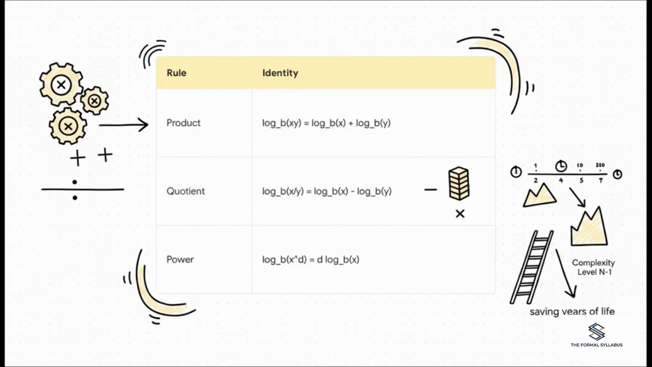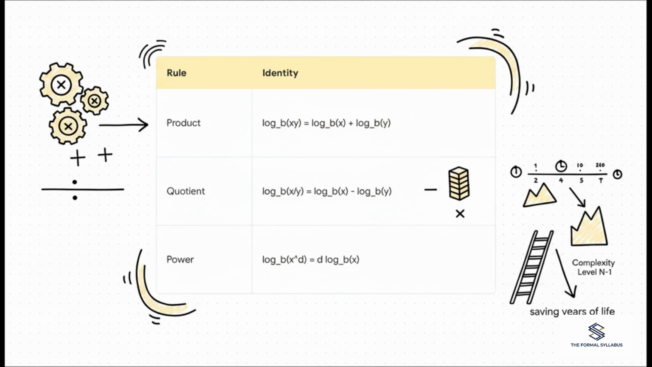And this brilliantly illustrates their main superpower. Look at these 3 laws. The product rule takes complex multiplication and literally drops it down into simple addition. The quotient rule turns division into subtraction. And the power rule? It takes an exponent, even really nasty negative or fractional powers, and turns it into straightforward multiplication.